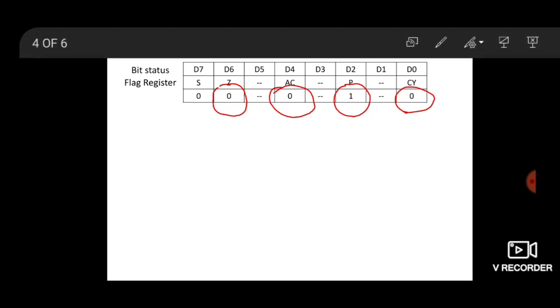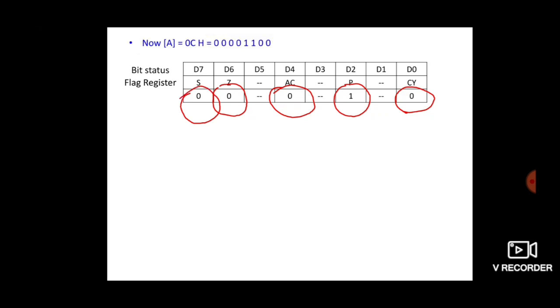So the sign flag is reset. So write 0 in the sign column. Okay, understood, student? How the flag register contents are calculated depends on the accumulator result. Now write the reason for each.